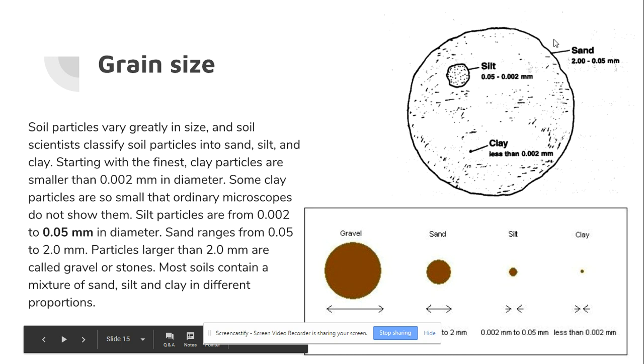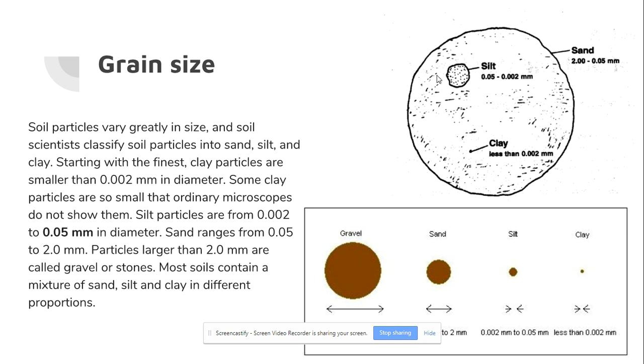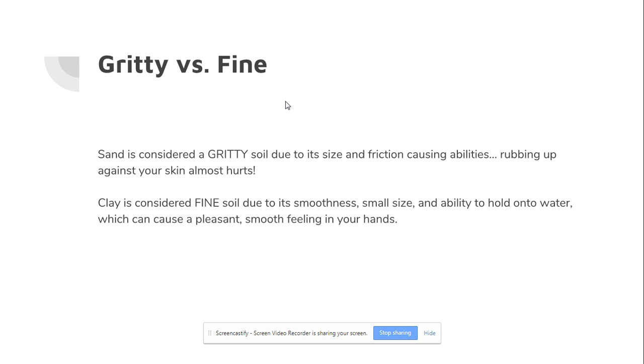So yeah, look how crazy this is. Sand is massive. Then we have silt, and then finally, look how small clay is. And gravel would be like out to here. All right, so gritty versus fine, you need to know what these words mean. Sand is considered a gritty soil because it feels gritty. I know that sounds silly to say, but if you imagine taking a handful of sand, I know the majority of you have probably been to the beach, and rubbing it against your skin. Doesn't feel pleasant. It hurts. That's that friction causing abilities.